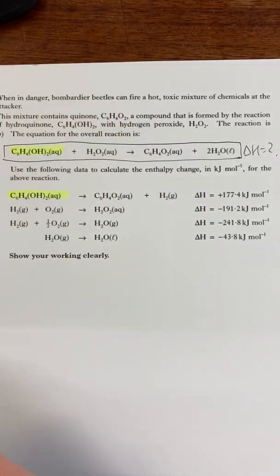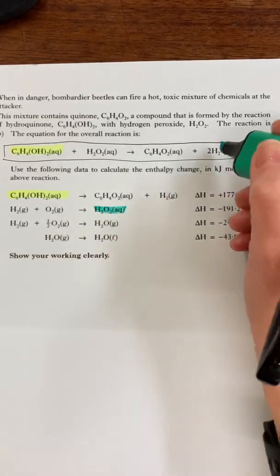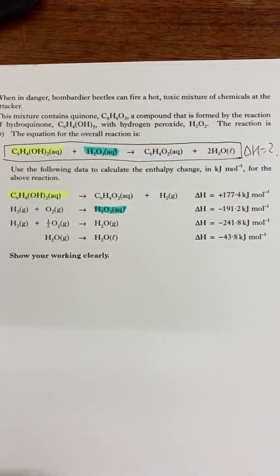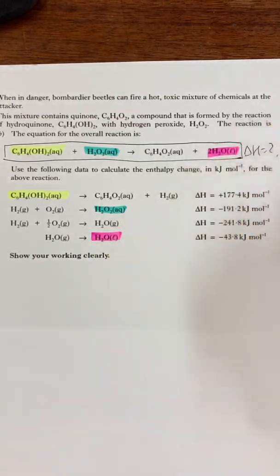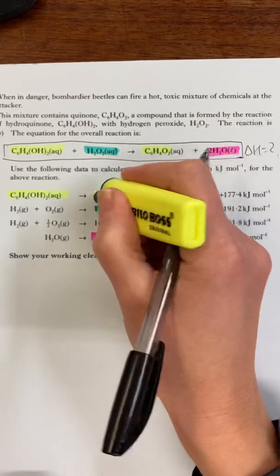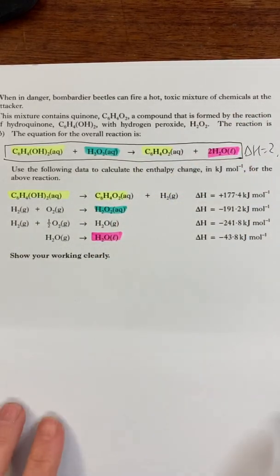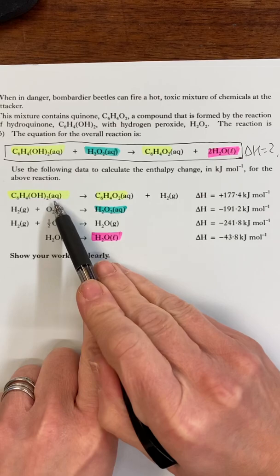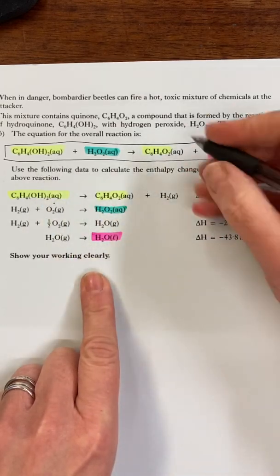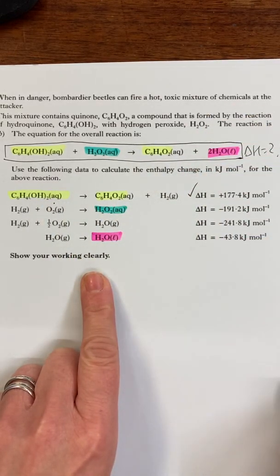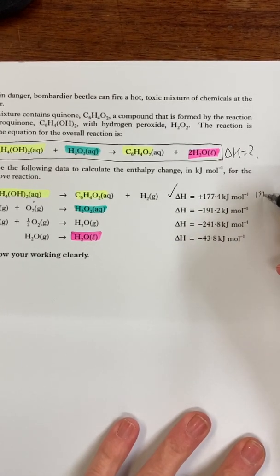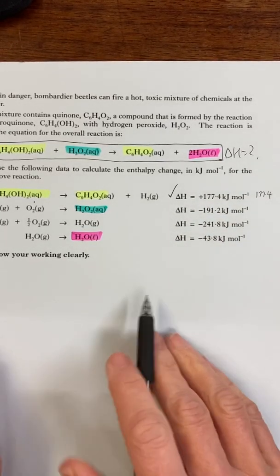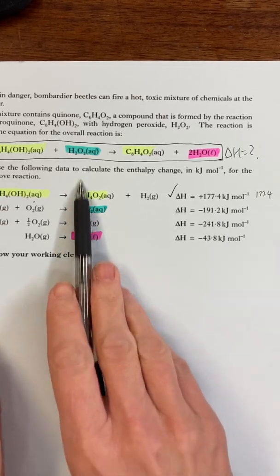I've got H2O2, I've got H2O, and obviously they both come from here. So when I look at this one here, I've got one on the left, one on the right, and that's what I've got, so I'll leave this the same. Okay, so my value is still 177.4. I then look at my second equation, H2O2 on the right, but I need it on the left.